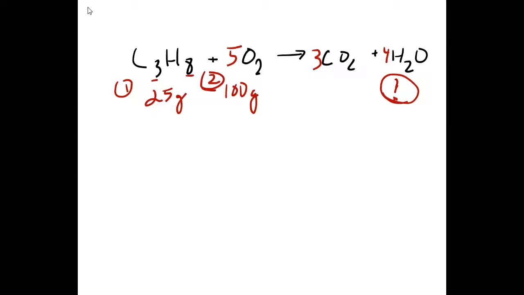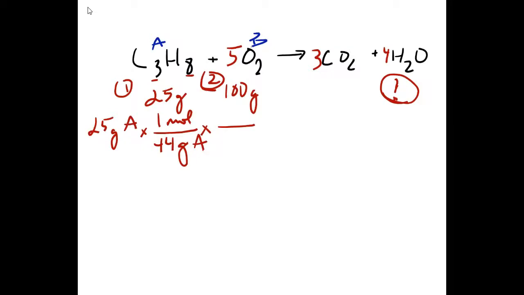Okay, so starting with the propane, I'm going to say that I've got 25 grams of propane. I'm just going to call this A. I'm going to call this B just to simplify things for me. So 25 grams of A, and I want to convert that into moles. So the molar mass of propane, it's 8 hydrogens, so 8 plus 3 times 12, so 36 plus 8 gives me 44 grams of propane in 1 mole of propane.